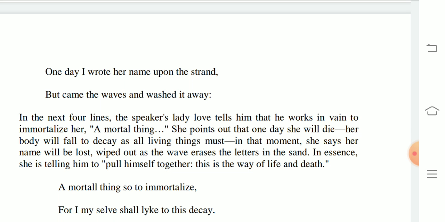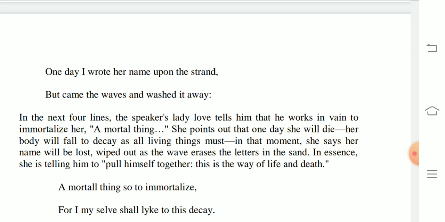In the next 4 lines, the speaker's lady love tells him that he works in vain. It is futile to write her name on the sand, to immortalize her, a mortal thing. She tells him it is futile to write the name, because again and again the tide is coming and washing away the name.